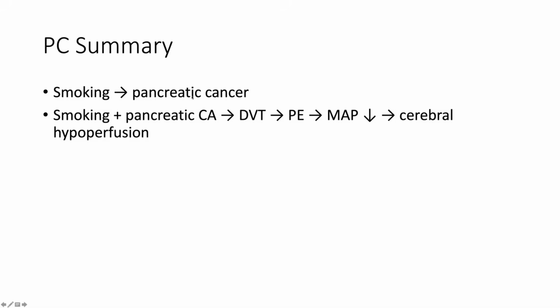Smoking leads to cancer, pancreatic cancer, I mean, a lot of things. But in this case, it was the major risk factor for getting pancreatic cancer. And then smoking and pancreatic cancer are two, right? So what you guys didn't talk about was the fact that it's not just pancreatic cancer. He was smoking too. That's 2 out of 3 of your cause triad. That leads to DVT. Low flow leads to cerebral hypoperfusion.